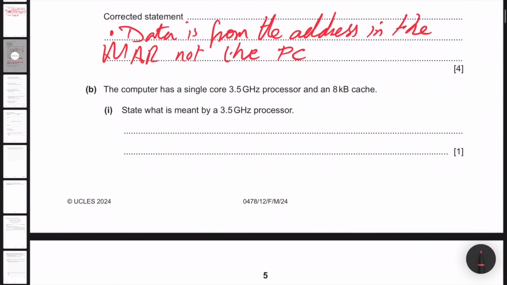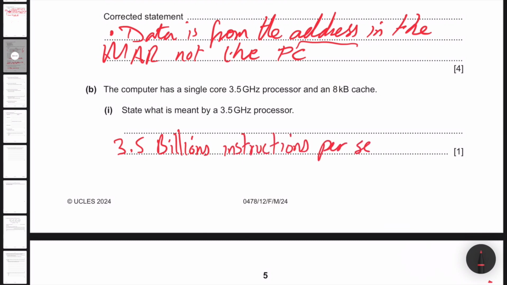And then B, for 1 mark, the computer has a single core 3.5 gigahertz processor and 8 kilobytes of cache. State what is meant by a 3.5 gigahertz processor. Well, basically 3.5 represents billions, basically 3.5 billion instructions per second, not addresses. Okay, 3.5 billion instructions per second.